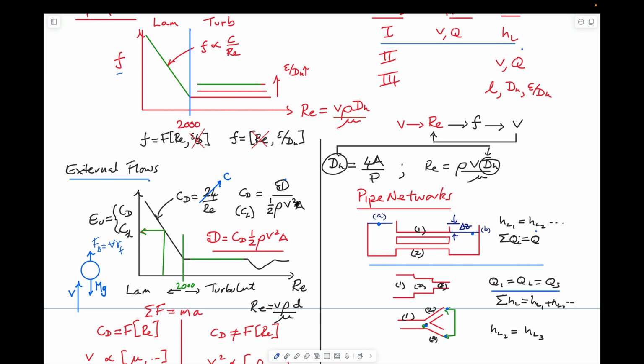v squared times A. A is typically the planiform or frontal area of the structure, such as a sphere or an airfoil, which you're always told what it is, but it is an area that you have to accommodate. And you can rewrite this to define the drag force as a function of the coefficient of drag, which you would define based on a Reynolds number if it's laminar, or based on basically a constant if it's turbulent, and knowing what these other components are.